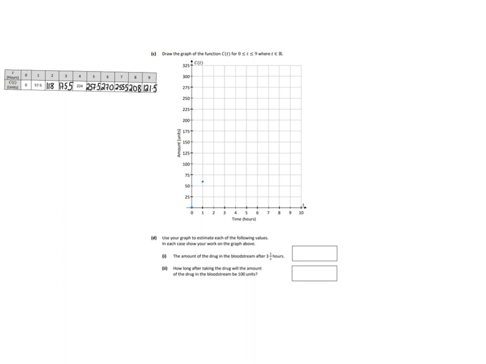2 is 118. 3 is 175.5. 4 is 224. 5 is 257.5. 6 is 270. 7 is 255.5. 8 is 208. 9 is 121.5.